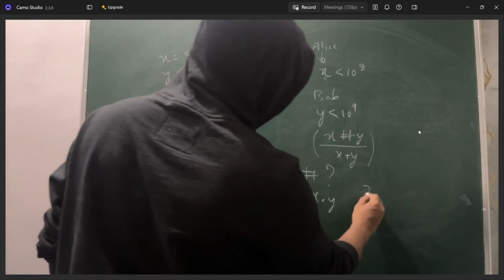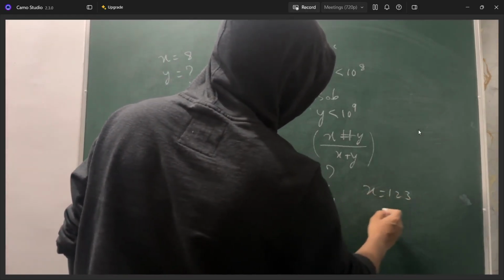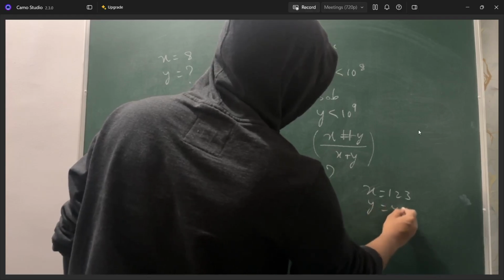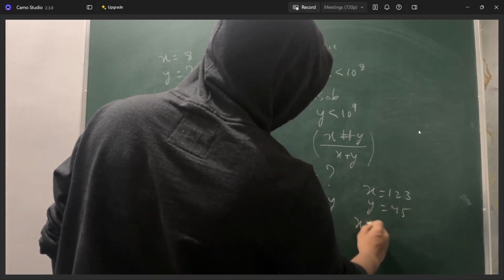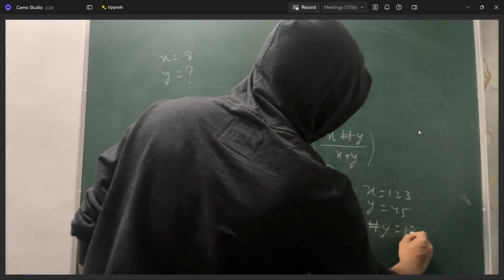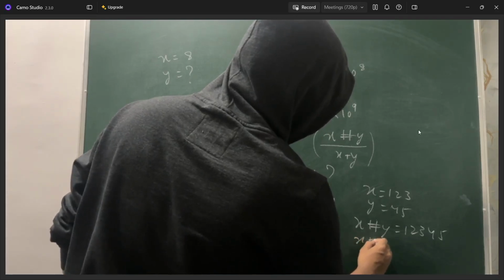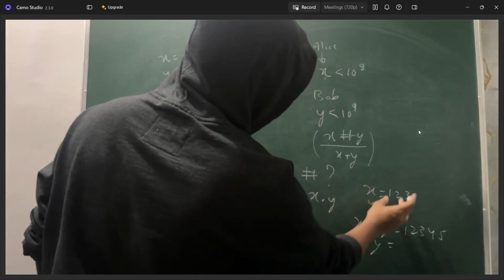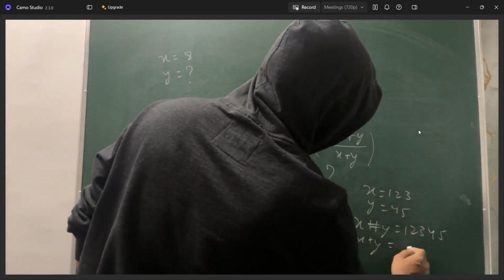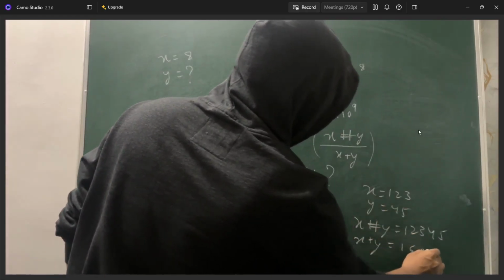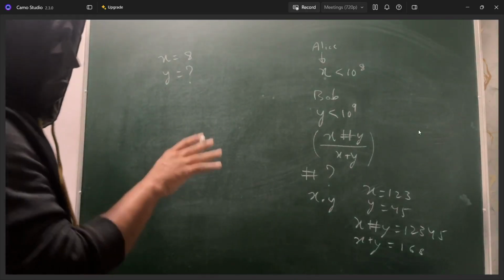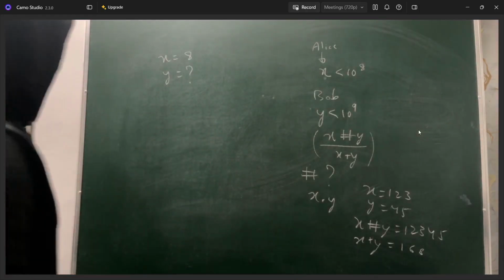Let's say x is 123 and y is 45. Then your x#y would be 12345, and x plus y would be the summation of these two, which is 168. So I think you guys got to know what the problem statement is.